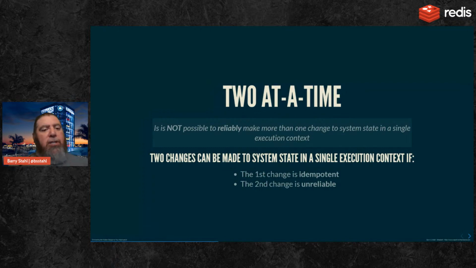You can do it. You can make two changes if the first change is idempotent, meaning we can do it over and over and over again, and I'll drill into what that really means in a second. Or if the second change is unreliable, like that logging scenario. If we don't really care so much about whether that second task happens, then we're okay because we just ignore that and move on. But you can't reliably make two changes. So let's talk about the details here.